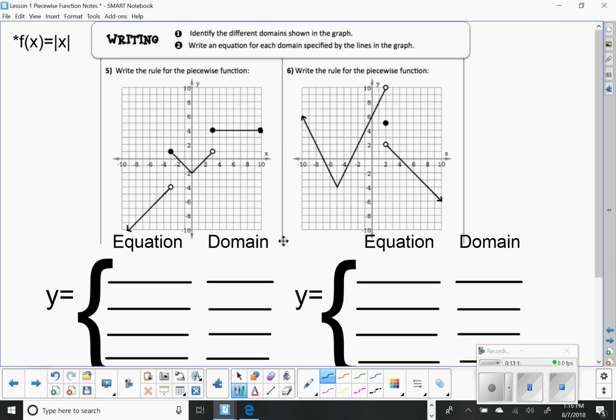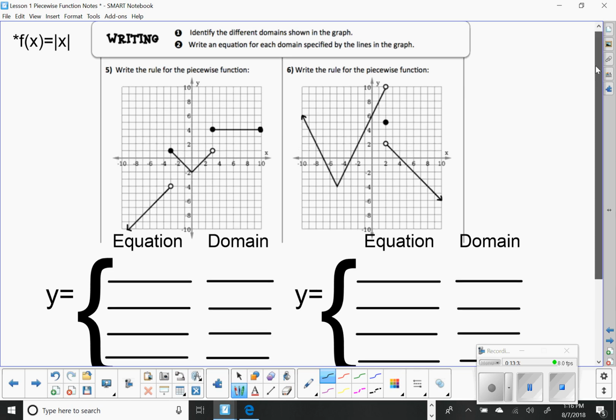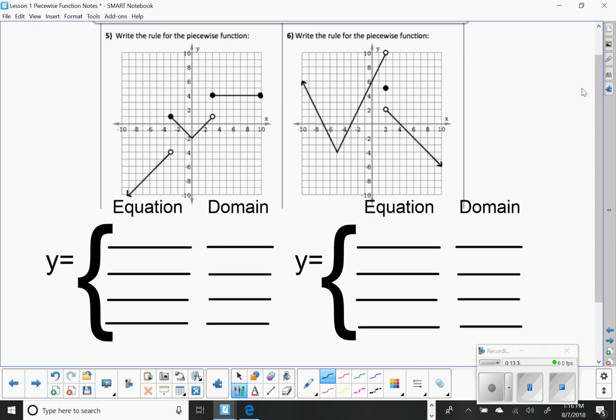Now, writing. Identify the different domains shown in the graph. Write an equation for each domain specified by the lines in the graph. Now, this is something where eventually we're going to learn this V shape is an absolute value. But right now, we're going to write it just as lines. Okay? Make sure I gave myself enough spaces.